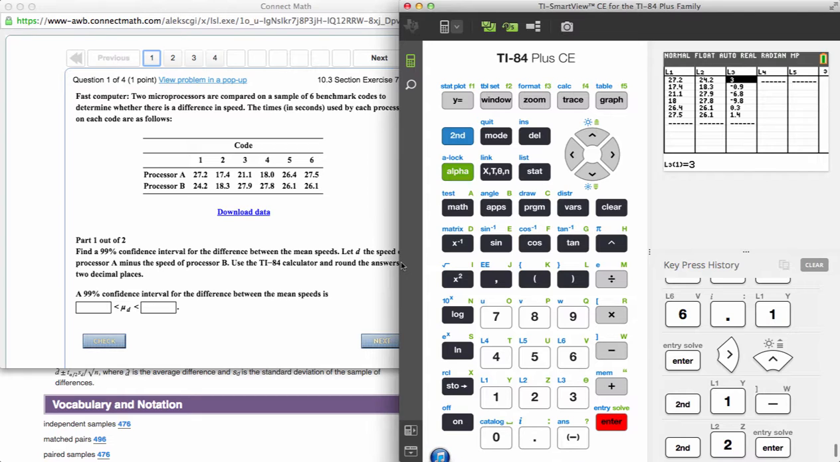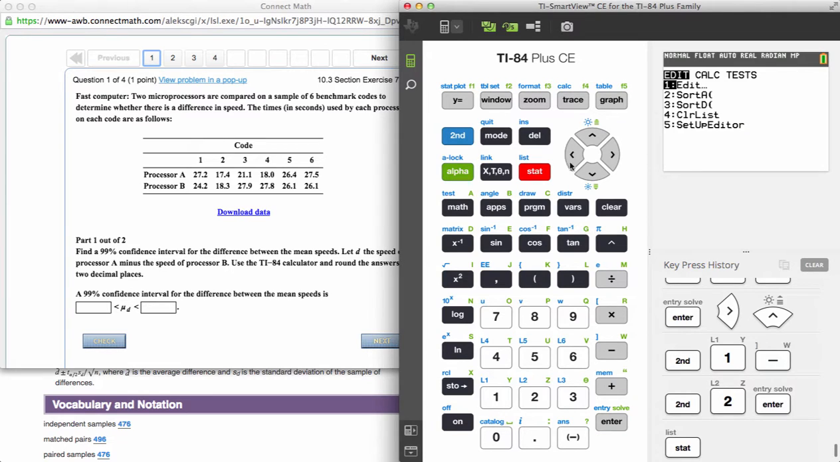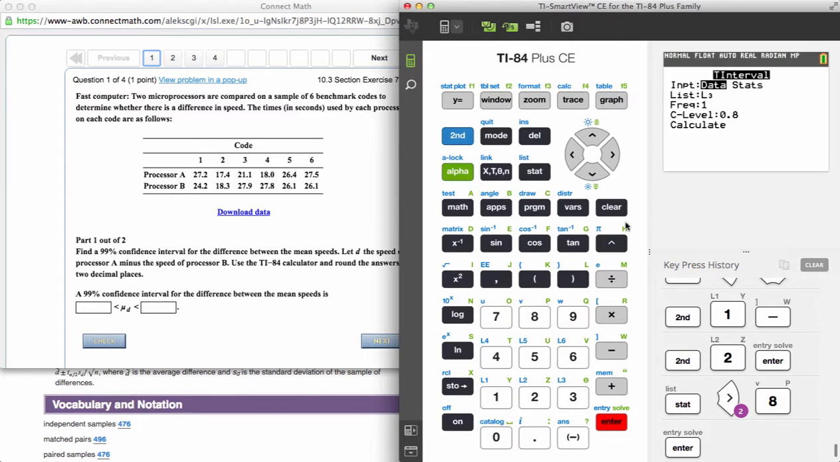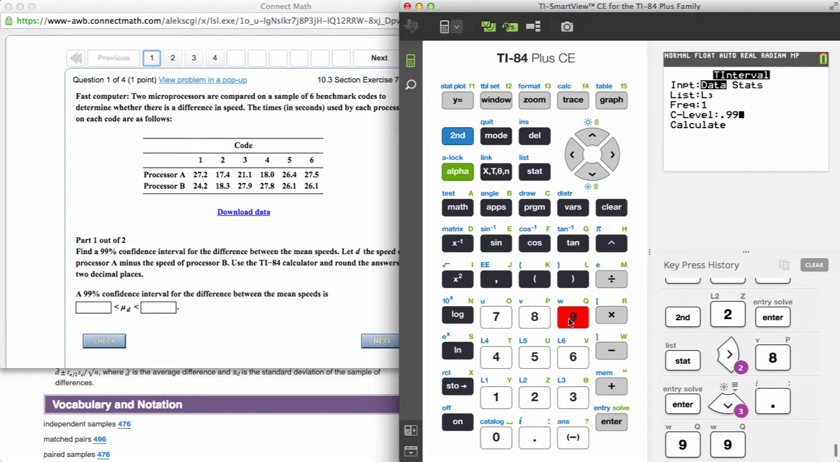So now we need to find a confidence interval for those differences. This will be a T interval. So we'll press stat, go over to tests, and then go down to number 8, T interval. We'll make sure that data is highlighted, press enter, because we're going to use the data values from list 3. Then we'll make sure that our confidence level is set correctly. This problem calls for a 99% confidence level. And then we'll come down and hit calculate.